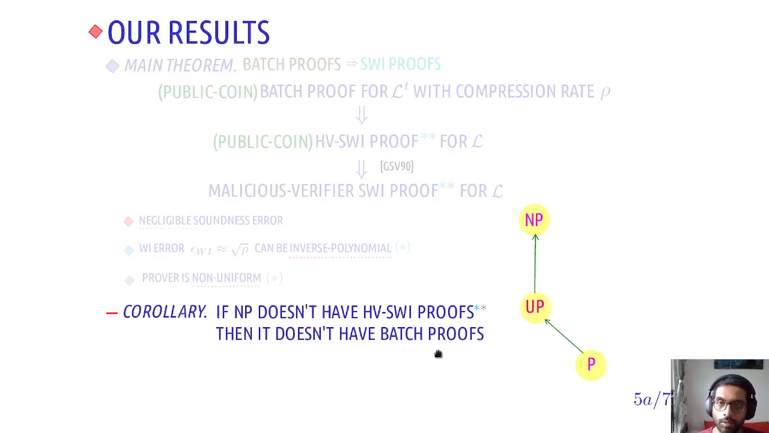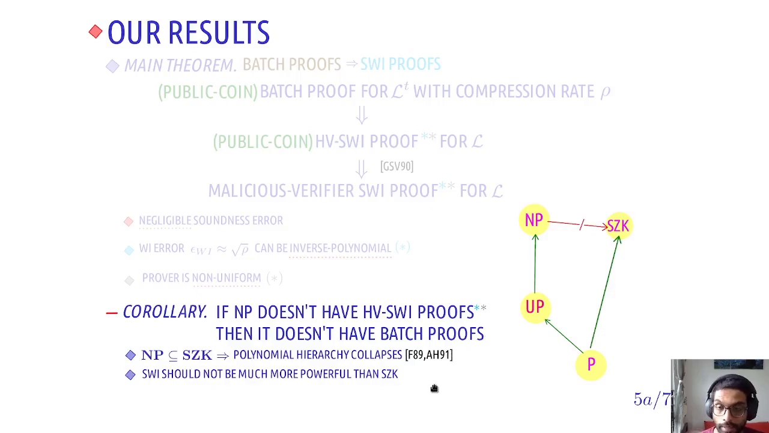So let's see why we think of this result as a negative result. The theorem can be restated as saying: if NP doesn't have SWI proofs, then it also doesn't have batch proofs. And why do we think that NP is likely to have honest verifier SWI proofs, even with the caveats? It has to do with the state of affairs for SZK.